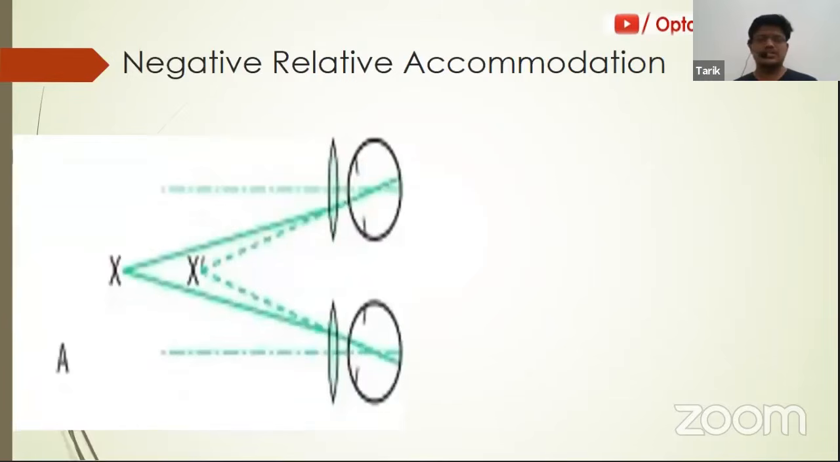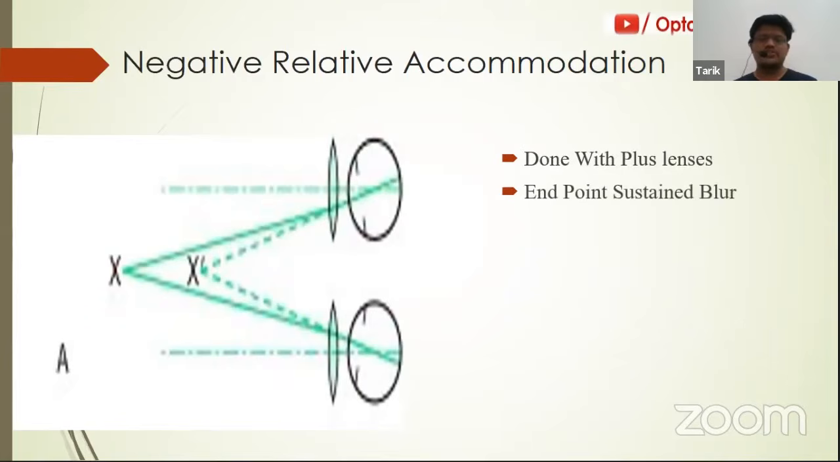Generally this is done with the help of plus lenses. What you do is introduce plus lenses right in front of the eye, give the target at 40 centimeter, and ask the patient to clear the image. As well as clearing, you should also ask if there is any diplopia or not. Why this diplopia, we'll see. So this is done generally with plus lenses.